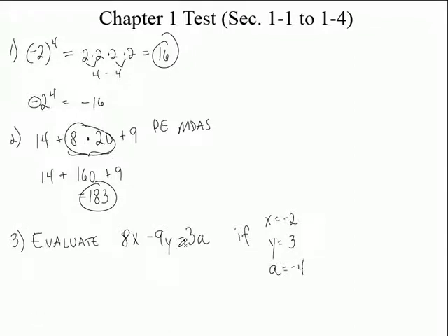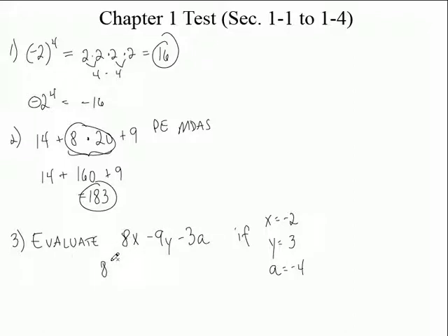All right, the next one says evaluate this expression. And it's 8x minus 9y minus 3a, and they tell you what x, y, and a are equal to. So it's basically just substitution. We take the x, or the -2, and put it in every time we see an x. Take the 3, put it in every time we see a y. And -4, put it in for a.